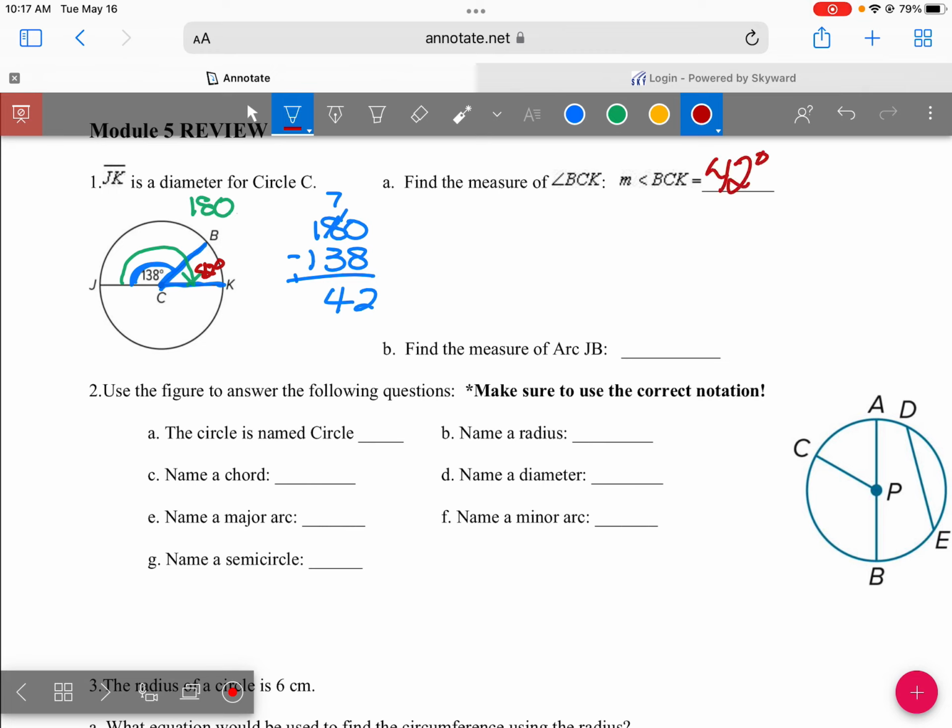Page 3. What's the measure of arc JB? 138. Yes. What kind of an angle is JCB, if this is 138? It's an acute angle. Actually, it's not. It is obtuse, so that's not what I was looking for. Is it a central or inscribed?